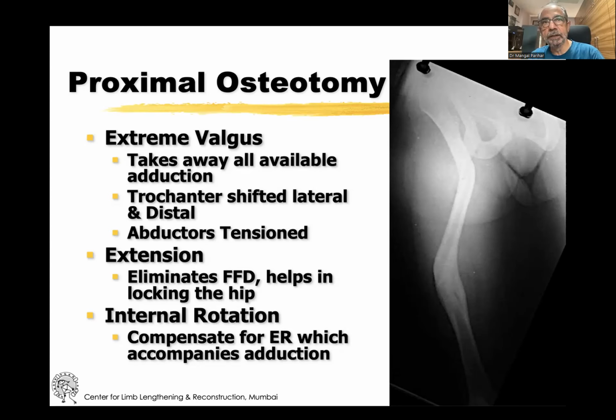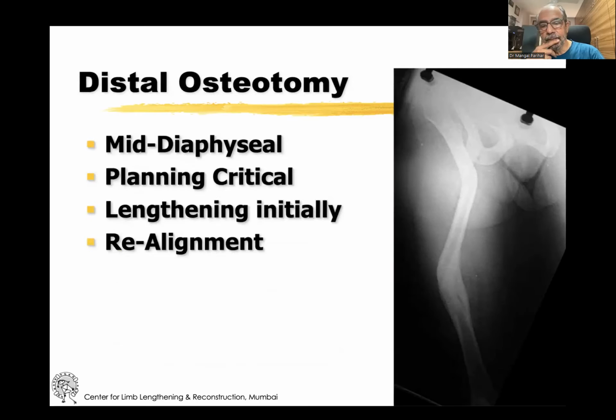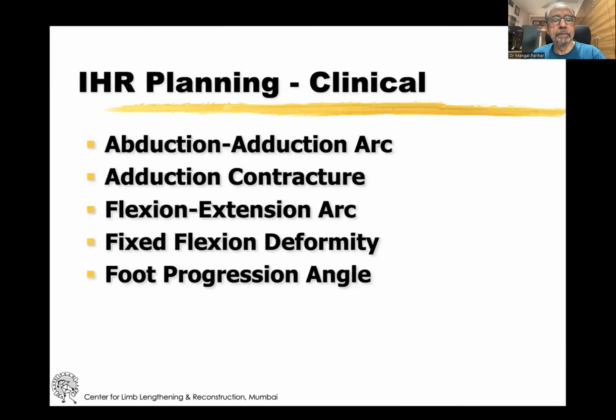Whenever you adduct the limb over the other one, there is an element of external rotation that comes in. So we add internal rotation to compensate for that. The distal osteotomy is usually mid-diaphyseal, and the planning of this is kind of critical because otherwise it can lead to mechanical axis deviation. When we used to do it with the Ilizarov, we would do a lengthening initially and then do a realignment.